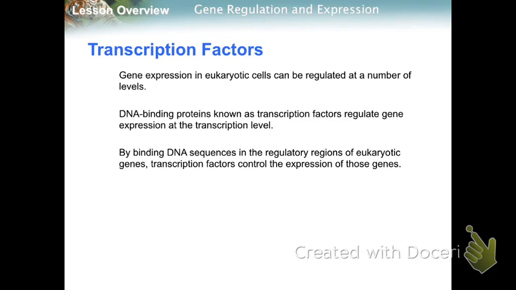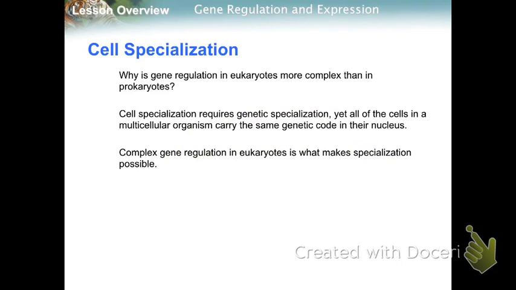Gene expression can be regulated in a lot of different ways. Like I said in that diagram on the previous slide, transcription factors regulate gene expression at the transcription level. They bind DNA sequences in regulatory regions, which are before the genes, and they can, as a result, control the expression of those genes.